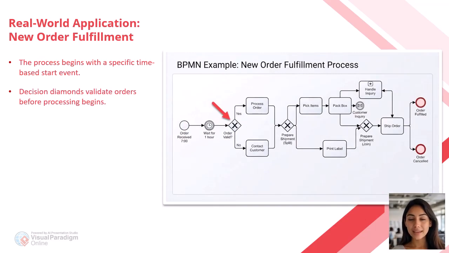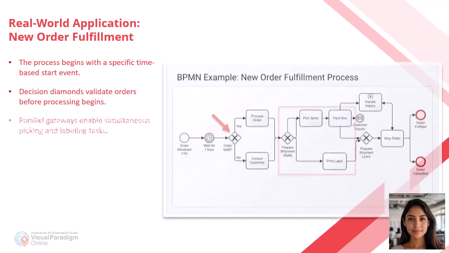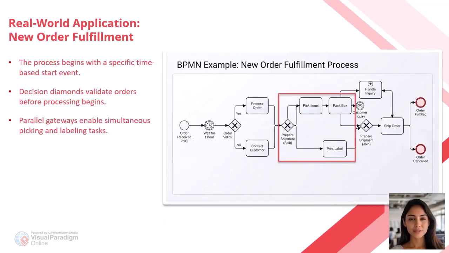An exclusive gateway checks if the order is valid. If valid, the process moves to processing. If invalid, it routes to customer contact, ensuring only good orders proceed. Once validated, the flow splits to pick items and print labels at the same time. This concurrency significantly reduces the total time required to prepare the shipment.